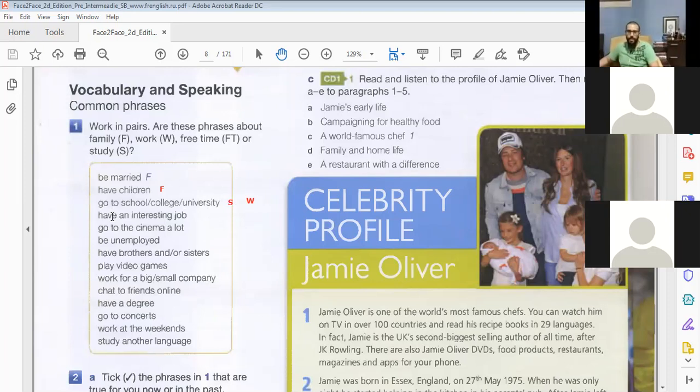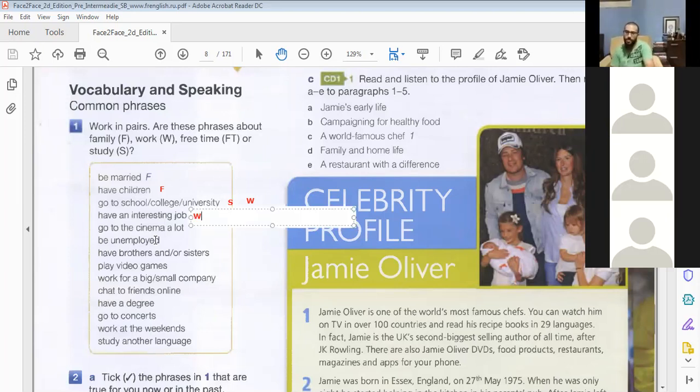What about the next one? Have an interesting job. What's this related to? Free time or work? Work. Interesting, but it's a job, right? It's an interesting job. So if it's a job, this means it's work. Yeah, it's related to work. Go to the cinema a lot. Free time. I think free time.